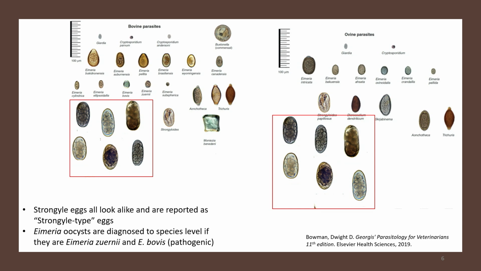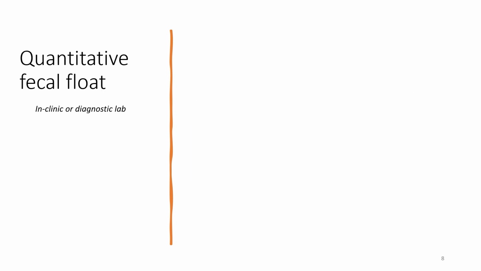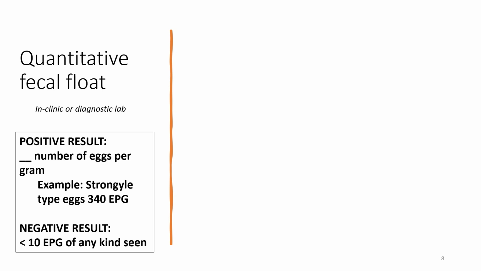Now, that might be a good starting point for a diagnostic test, but if you know that strongyles are the problem, or if you're suspecting coccidia as the problem, you might want to do a quantitative test. Again, you can do this in the clinic or in our diagnostic lab. And so here we are going to quantitate the number of eggs per gram. So the result might then look like this. So say you had a strongyle infection, that might be strongyle type eggs, and then we'll have a quantity. So for example, we have 340 eggs per gram.